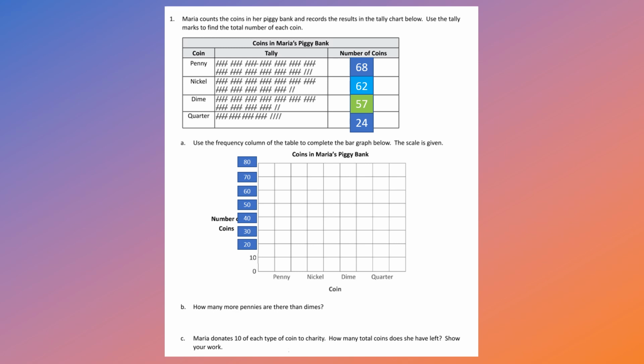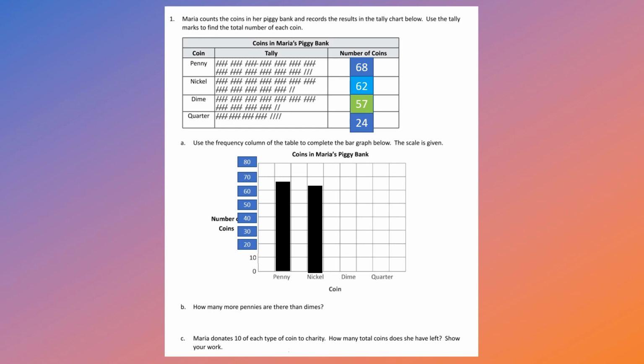But as long as you're between 60 and 70, closer to 70, then it's a realistic estimate for your bar. So for pennies, I'm going to shade all the way up close to 70, without actually touching it. And that's realistic because 68 should be about there. Now we're going to do the same thing for nickels. The total nickels was 62. So the bar for 62 should stop somewhere between 60 and 70, but it should be shorter than the 68 bar for pennies.